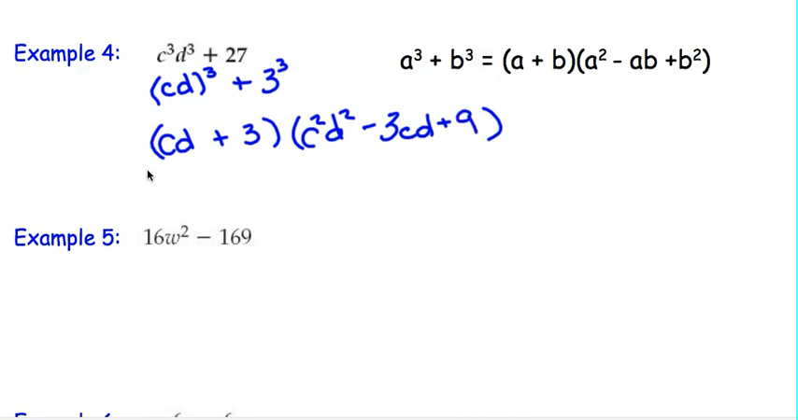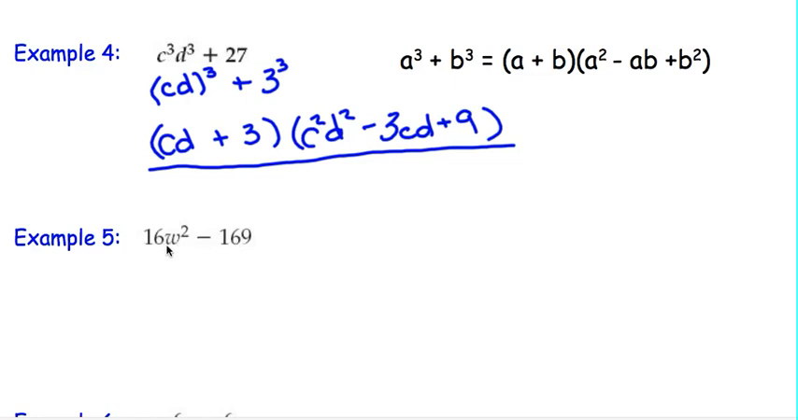So this is what you get when you factor C cubed D cubed plus 27. And if you wanted to check, you could multiply CD through all 3 parts over here, and you could multiply the 3 by all 3 parts over here. Once you cancel out some of your factors, you would be left with C cubed D cubed plus 27. So now let's move on to this next example.